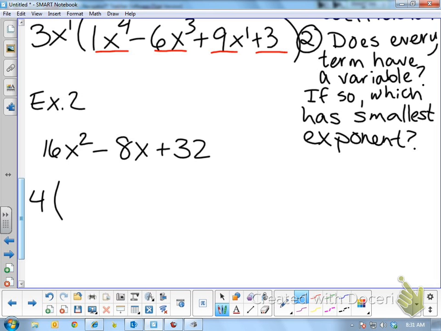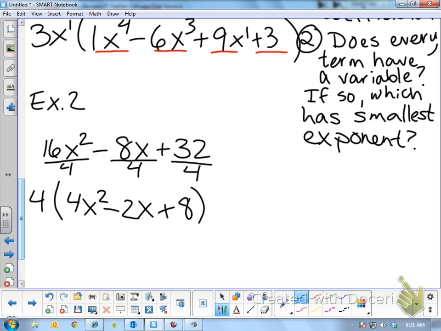So now we divide. This time we're only dividing by 4. So our exponents will not change. We're going to still have x squared. We're still going to have x. We just have to divide the 4. So 16 divided by 4, 4x squared. 8 divided by 4 is 2. And 32 divided by 4 is 8.